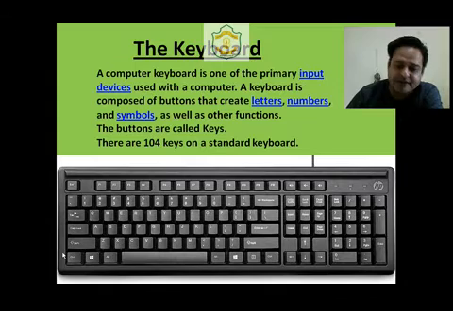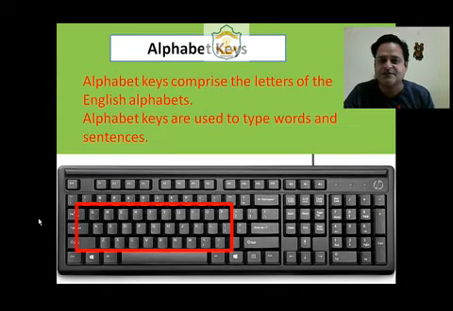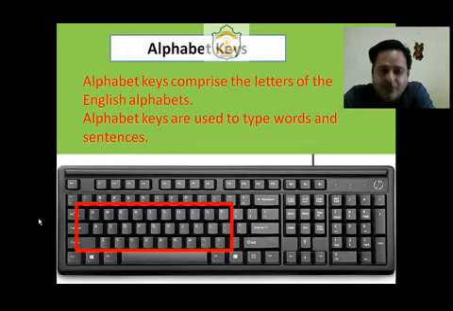What are alphabet keys? Have you ever noticed? Okay, let me show you. Now on your screen you can notice, in a red colored frame, there are a few keys which contain characters from A to Z. These are called alphabet keys. These keys are used to type words or sentences. Got it? Whatever we type on our computer, we have to use these keys.